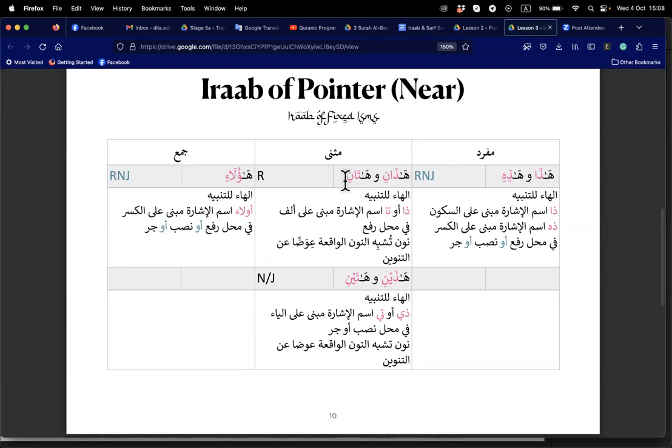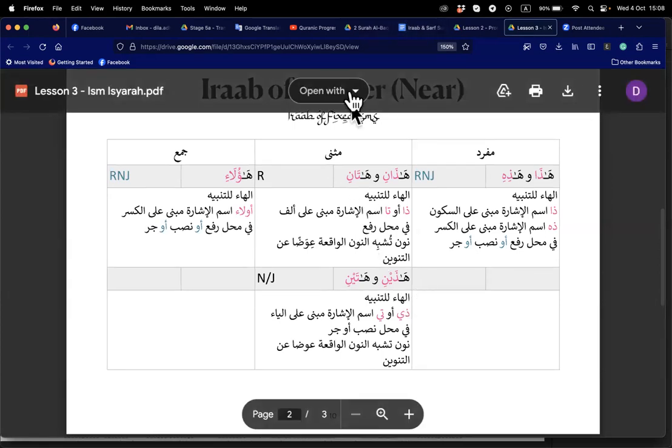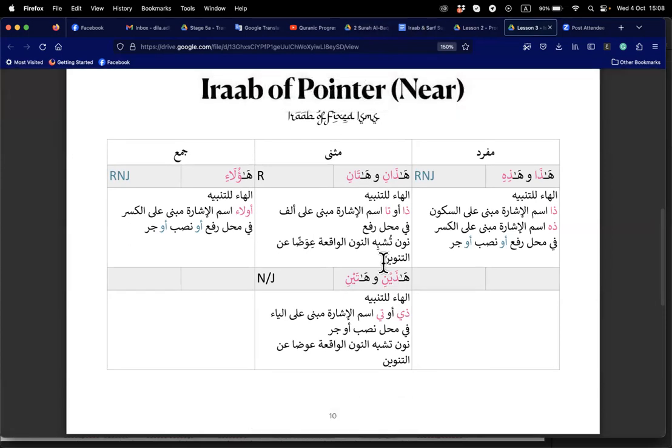And then the noon. Remember that day we saw before, the one that I screenshot from the Iraab Mufassal, about the noon at the end of Muslimani, Muslimuna, right? That noon is substituting the tanween from the mufrad. Basically, this noon is saying the same thing. It says this noon is tushbih, it's resembling the noon that occurs substituting the tanween.